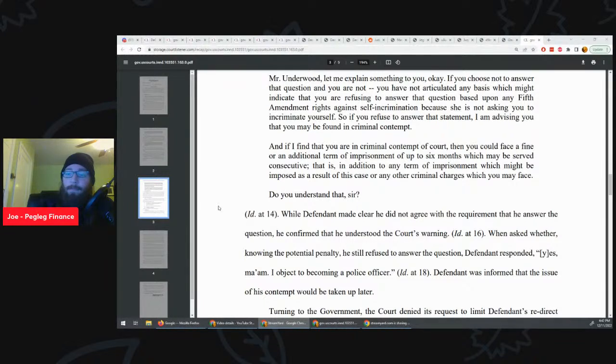I mean, for all the time he's facing for RICO and all the other counts, 6 months is chump change, but it's still 6 months.